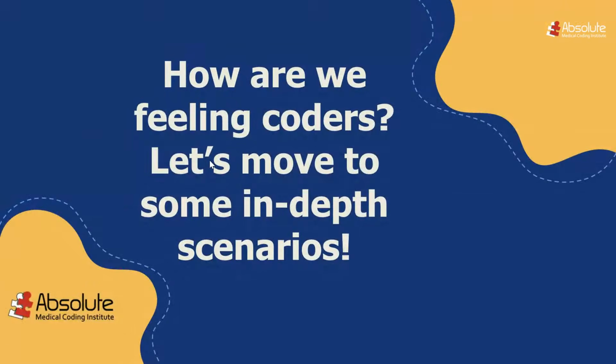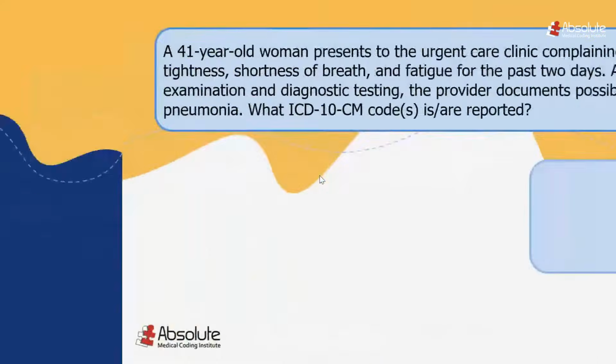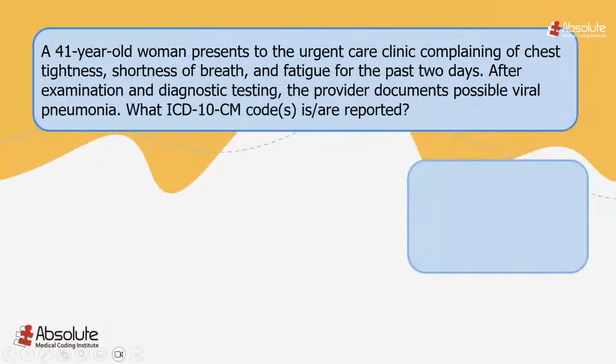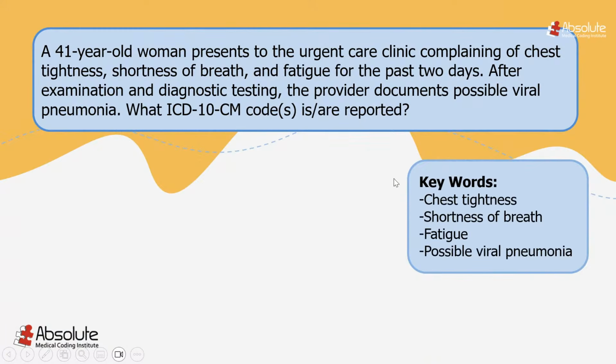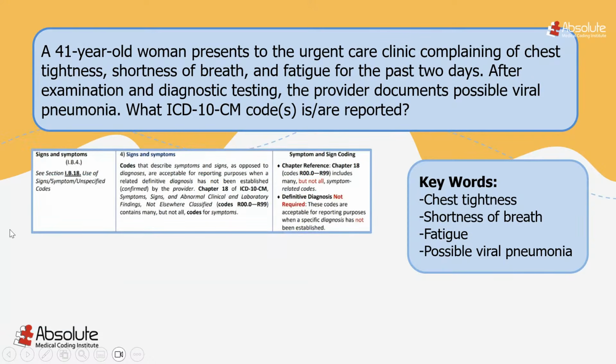All right. So here is going to be our scenario. I won't read it again for the millionth time, do not worry. And then our keywords are going to be our chest tightness, our shortness of breath, our fatigue, and the possible viral pneumonia. So this is going to be a clipping from our MCG manual, and this is going to be the guideline that we referenced, the IB4, signs and symptoms.